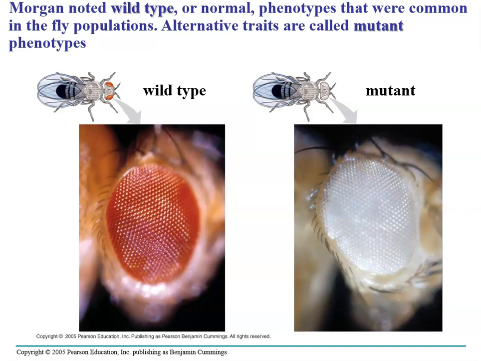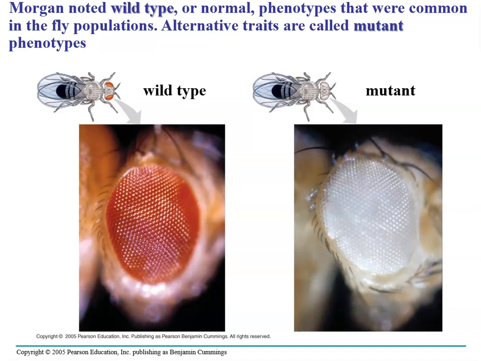Morgan noted that there were two varieties or two versions of the trait for eye color. There was red and there was white. He noticed that there were more flies in nature that had the red eyes, which, because there's more in nature, he called the wild type. That term can be applied to other traits in other organisms. Wild type just means it's the one that's more prevalent in nature, versus the one that's more rare, which is the mutant. And for the fruit fly eye color, that would be the white eyes.